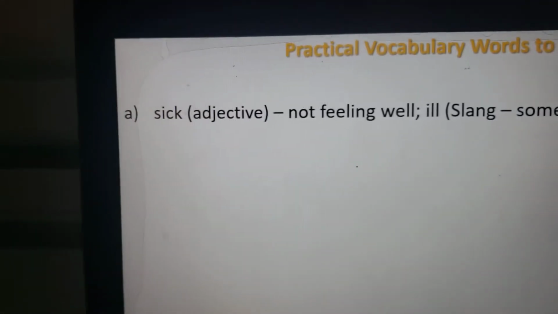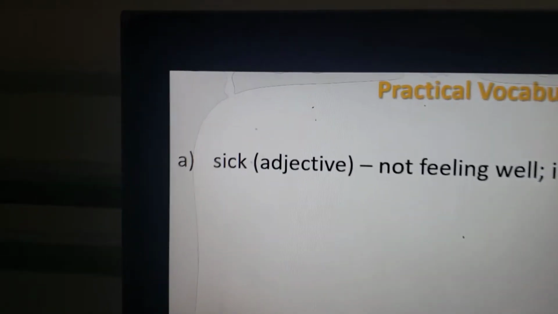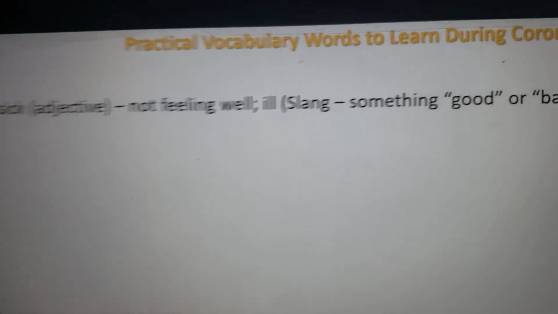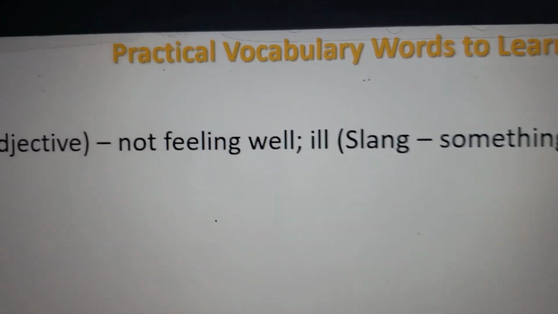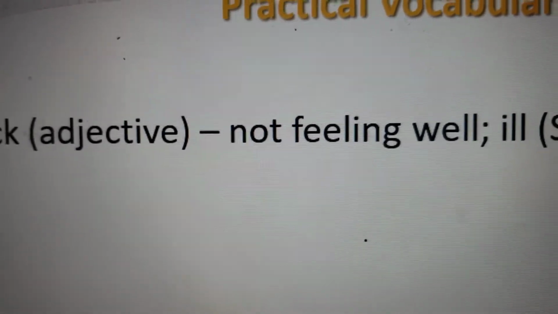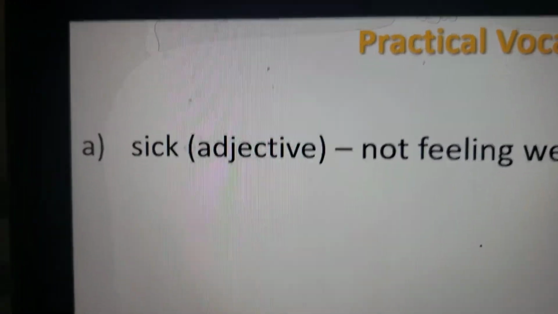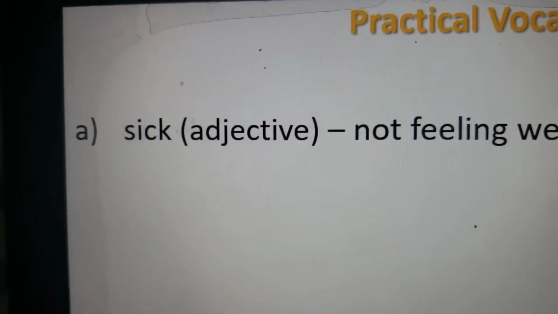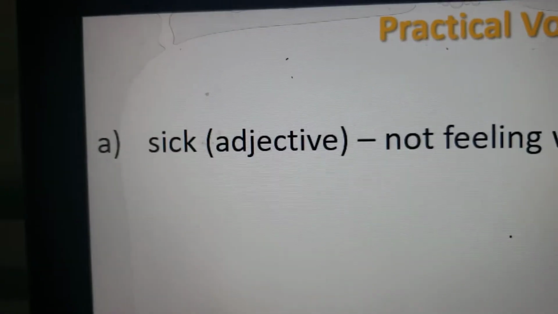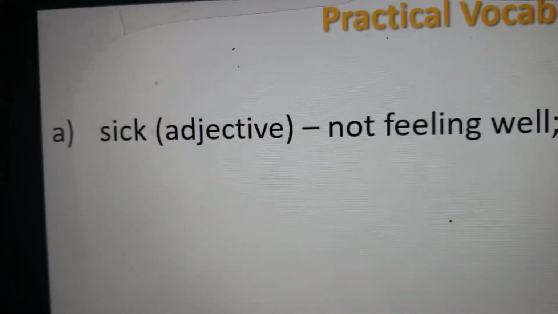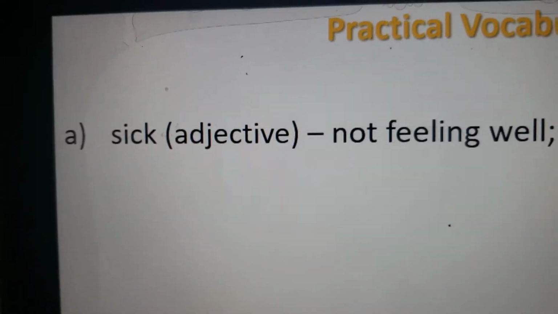The first word is sick. Obviously, we all know sick. Sick is when you don't feel well, when you are ill. Sick is an adjective. So when you are coughing, when you are sneezing, these are symptoms that let you know you are sick.